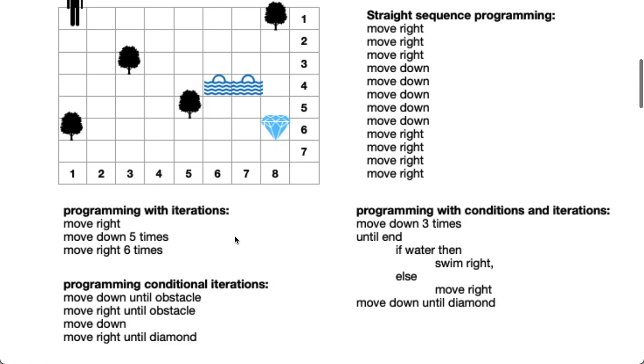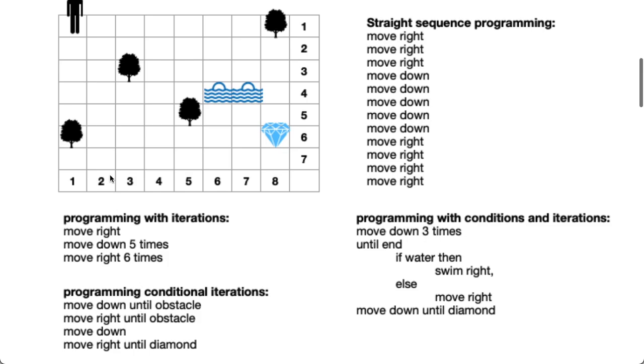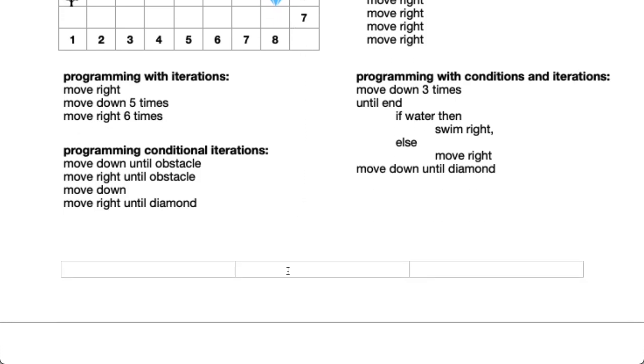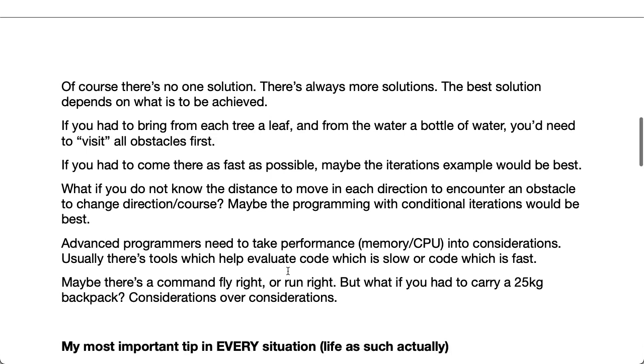Or we could create it with conditional iterations. Move down until obstacle, zack, move right until obstacle, zack, move down, move right until diamond. Or even a bit more complicated programming with conditions and iterations. Move down 3 times, 1, 2, 3, until end, as long as I can continue. If water, then swim, else move right. So we move right, now comes the water, so we need to swim. Now it's again soil, so we move right. Move down until diamond. So that's basically a very simplified example of these structures.